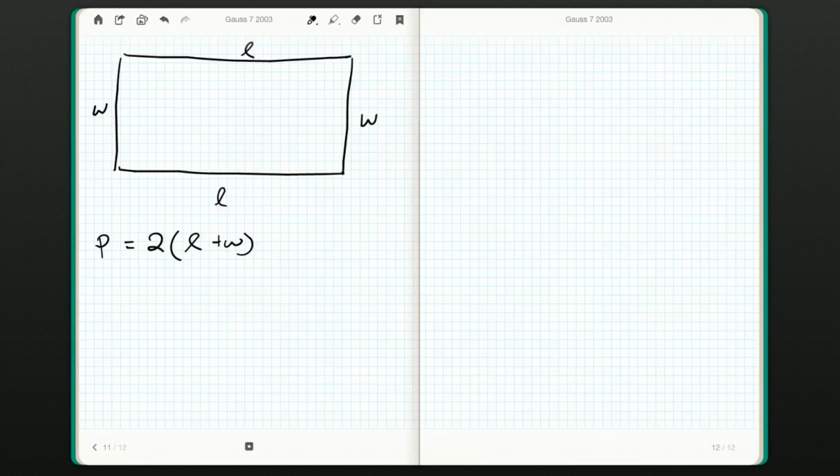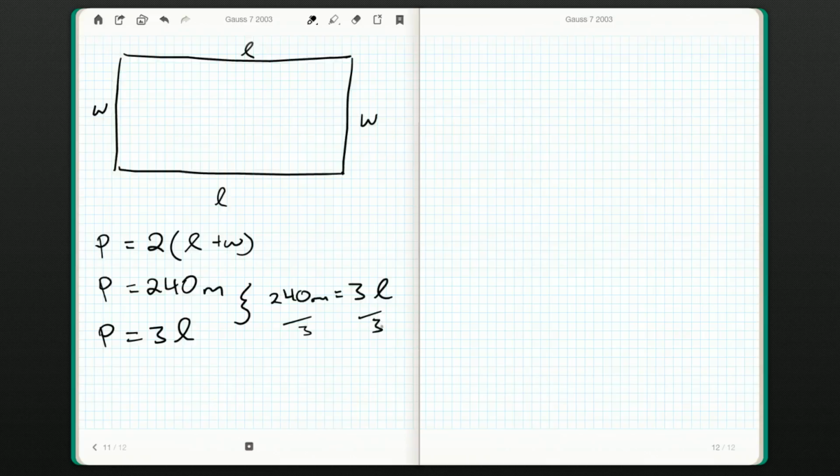Okay. Now we're told a couple things. We're told the perimeter is 240 meters. We're also told that the perimeter is 3 times the length. Well, what's the length? It's L. So we can use this to work out what L is. We can combine these two. Say 240 meters is 3 times the length. And if we divide by 3 on both sides, whatever you do to one side, you got to do to the other, you get 80 meters is the length. So the length is 80 meters.